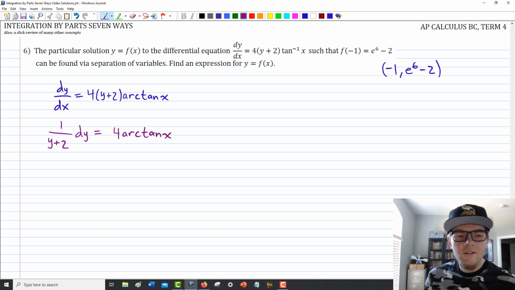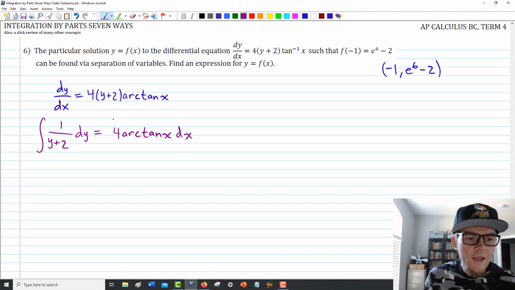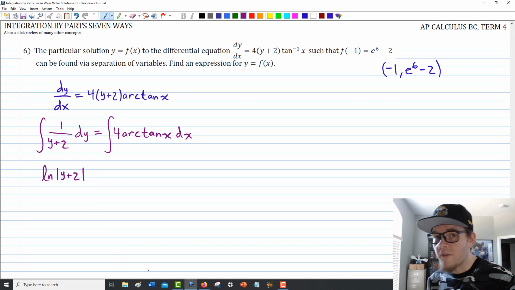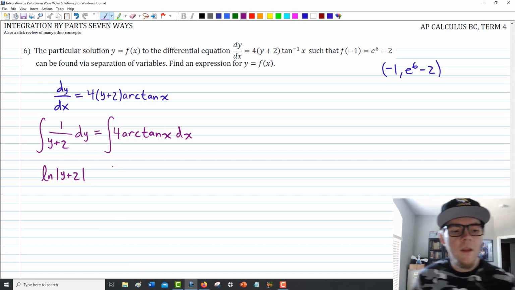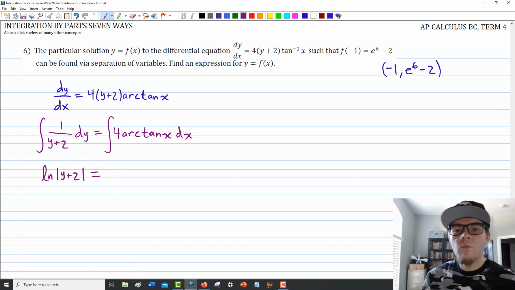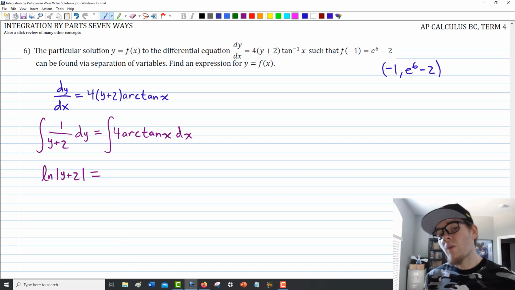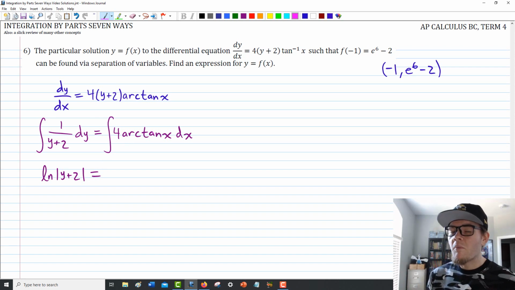And again, as you're looking at this at first, you're probably thinking no, there's no integration by parts here. It just has a single function. And starting off from the left side, this doesn't necessarily push us in that direction either. We get the natural log of the absolute value of y plus 2. On the right side, though, that's where things start to happen. So this right side, we have 4 arctangent. We know what the derivative of arctangent is, but we don't know what the integral of arctangent is.